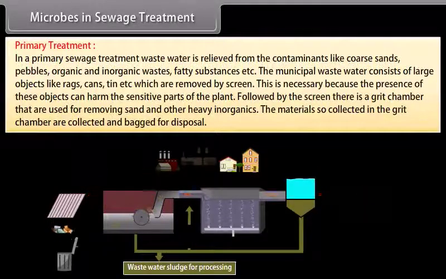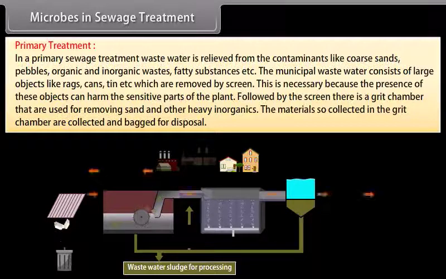Primary treatment. In primary sewage treatment, wastewater is relieved from contaminants like coarse sands, pebbles, organic and inorganic wastes, fatty substances, etc. The municipal wastewater consists of large objects like rags, cans, tin, etc., which are removed by screen. This is necessary because the presence of these objects can harm the sensitive parts of the plant.